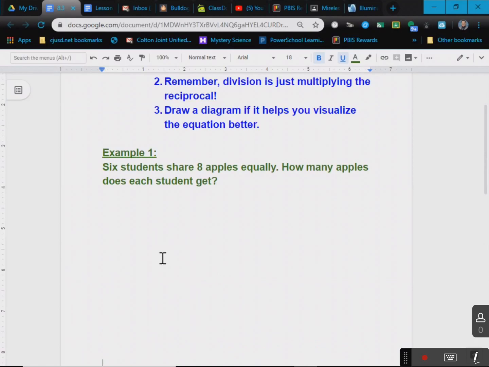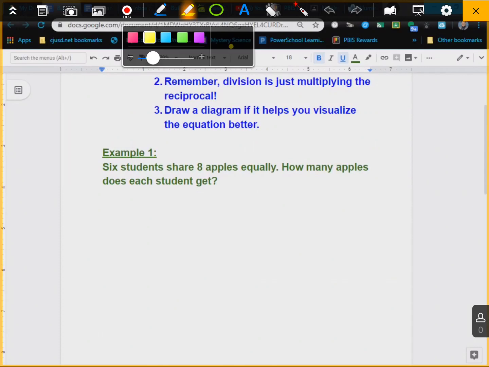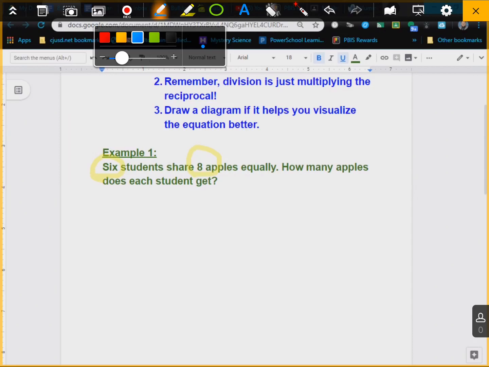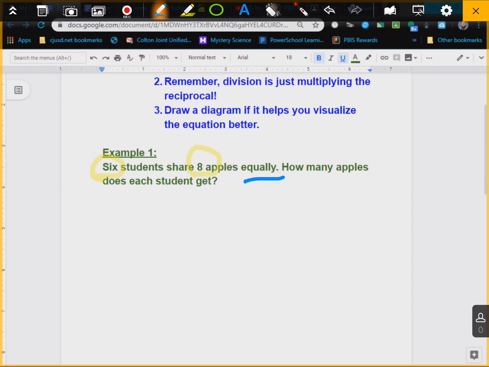6 students share 8 apples equally. How many apples does each student get? So you see the numbers that they're giving us is 6 students and there's 8 apples. And since they're sharing it, they're going to be dividing it. Okay, they're going to be dividing it evenly. It says equally, which is the same as evenly. So you're going to have to do 6 divided by 8.